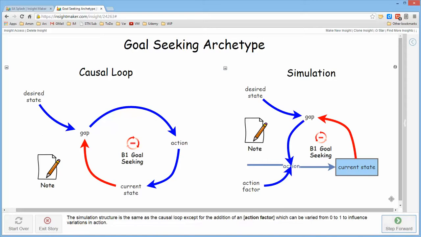Now, the equivalent of this structure, created as a stock and flow simulation model, simply shows the desired state, the current state represented as a stock, the difference between them is a gap, and that gap is the basis for the action intended to move the current state in the direction of the desired state. Here we've added an action factor, which is simply a variable that one can change between 0 and 1 to alter the amount of influence the gap actually has on the action. Action is just the action factor multiplied by the gap.